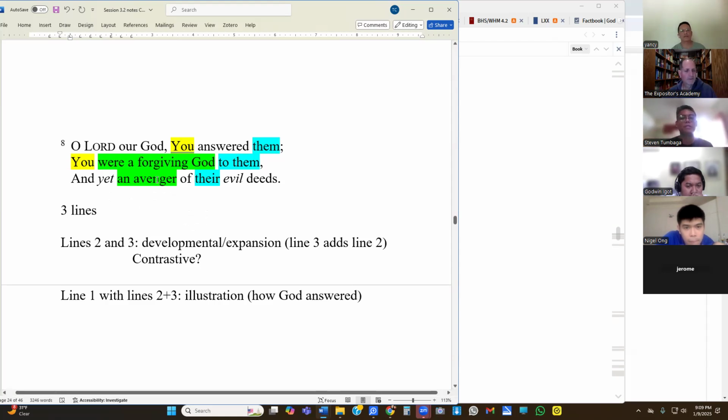Yeah, I see that contrast. Obviously, forgive and avenge are contrasting ideas. Yet, because of the connection it seems to have from verse 1 to line 1, I'd still probably lean developmental expansion, but contrastive is a good consideration. All right. Okay. Thank you.